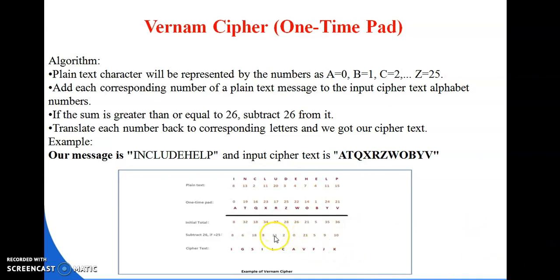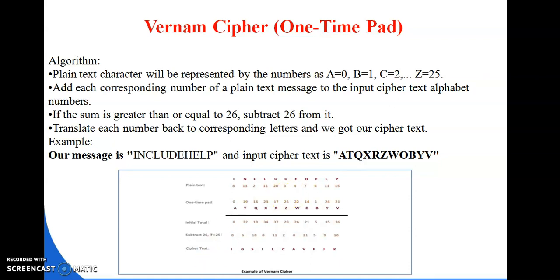You subtract 26, the result is 11. 28 minus 26 is 2. Then 0, 21, 5. 35 minus 26 is 9, 36 minus 26 is 10. So you subtract 26 from each answer.